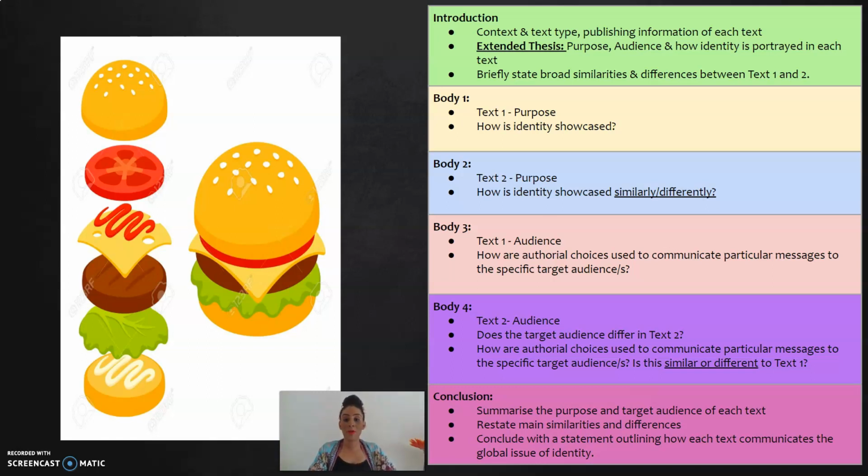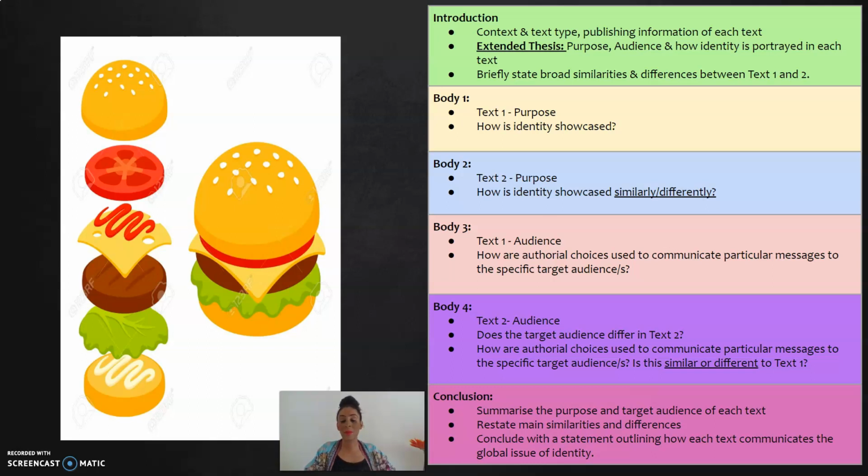Your first body paragraph will be about the first text and purpose. So how or what is the purpose of this text? What's the intended message that the author is trying to communicate? And how has identity been showcased in text 1? So really text 1 isn't very comparative. You're just analyzing straight away text 1, purpose, and how is identity being showcased? What message is the author trying to convey? In other words, what is their purpose here in this text?